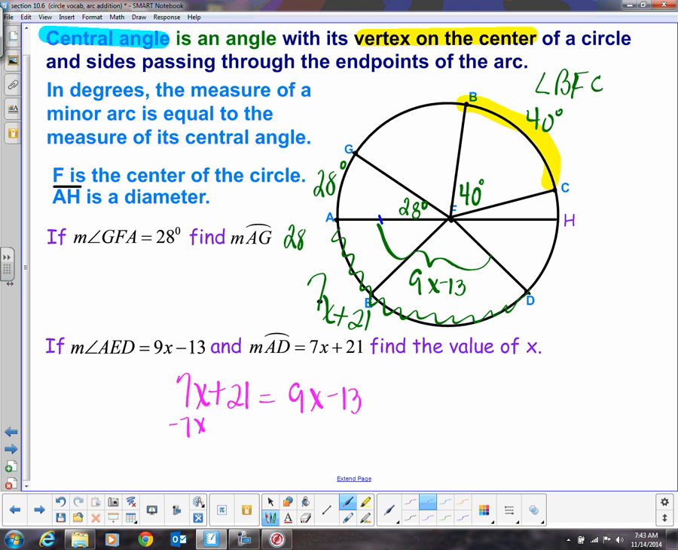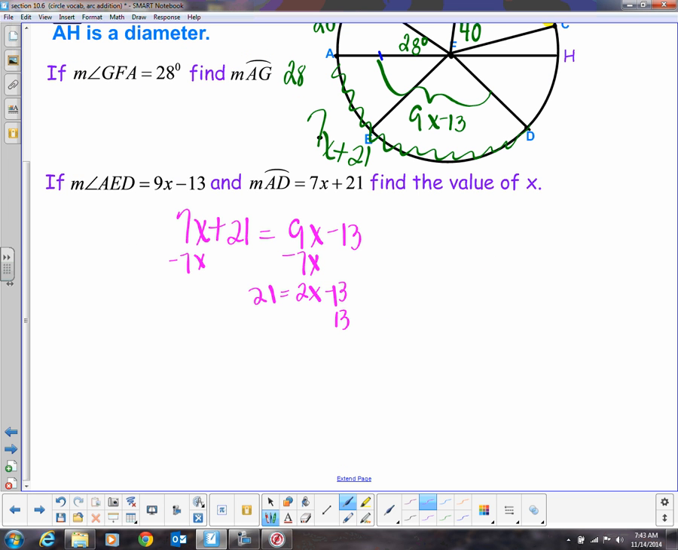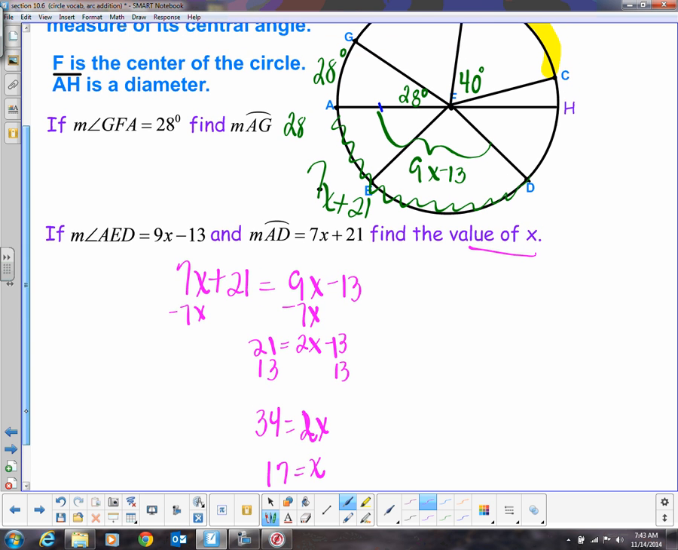So we're back into the algebra. We're going to subtract 7x. So you're going to have 2x minus 13 is equal to 21. We're going to add 13. So that's 34. We're going to divide by 2 and get 17. So can you bring back our algebra?